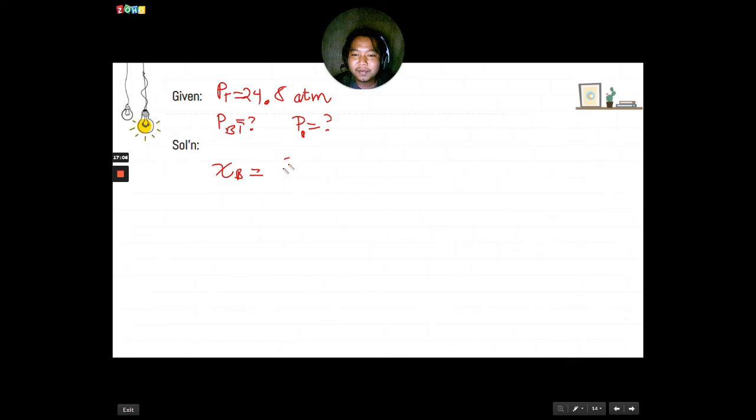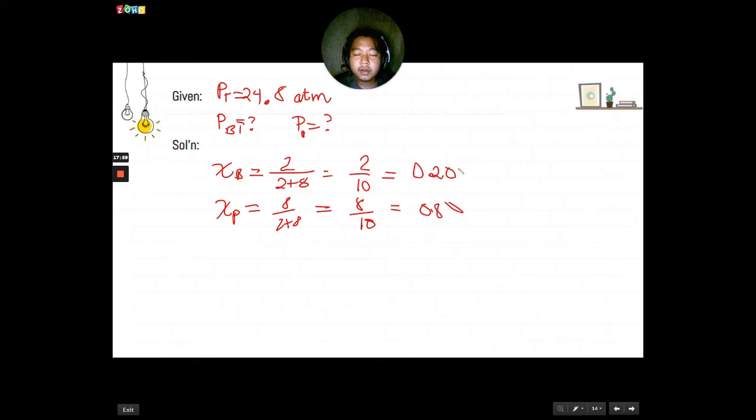As I was saying, that's the mole number of butane over the total moles. So 2 plus 8. Just to be procedural, 2 over 10 gives us 0.20. That's the mole fraction. And the mole fraction of propane would be 8 over 2 plus 8, that's the total moles. That would give us 8 over 10, or 0.80. And the total is 1, or 100%, because the mole fraction is very similar to the percentage abundance. We just get it in terms of moles, that's why we call it mole fraction.